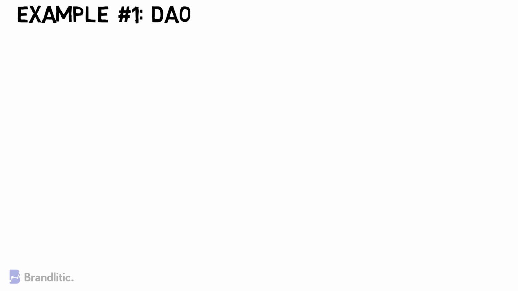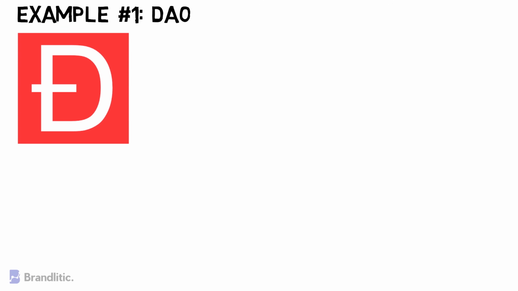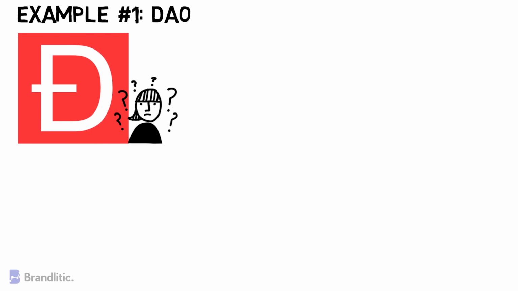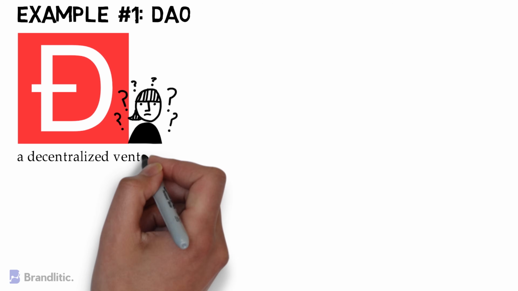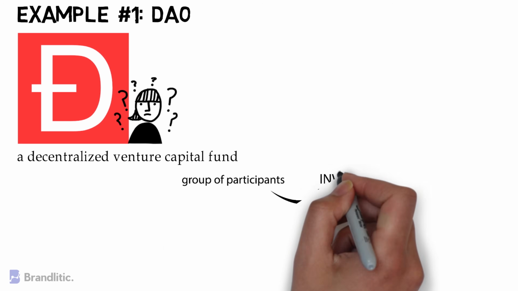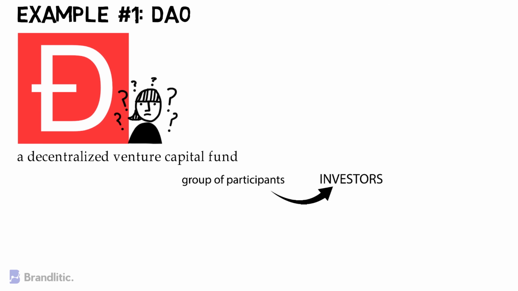Now, the first example is a DAO that is literally called DAO, and it's confusing, I know, which is one of the earliest decentralized autonomous organizations built on Ethereum. And to define it simply, it's a decentralized venture capital fund. To fill in the pointers we discussed a minute ago, in this case the group of participants are investors who have a common goal of maximizing the returns on their funds, and governance of code works as such.